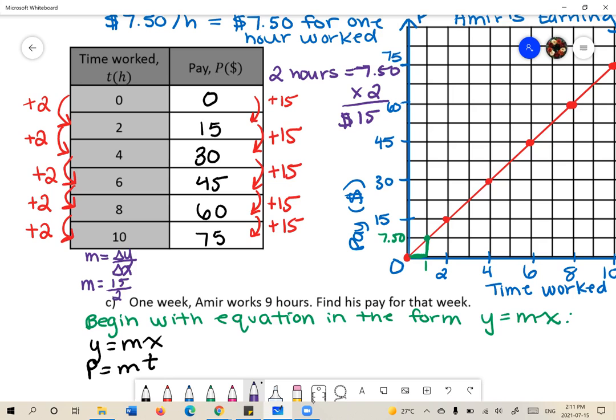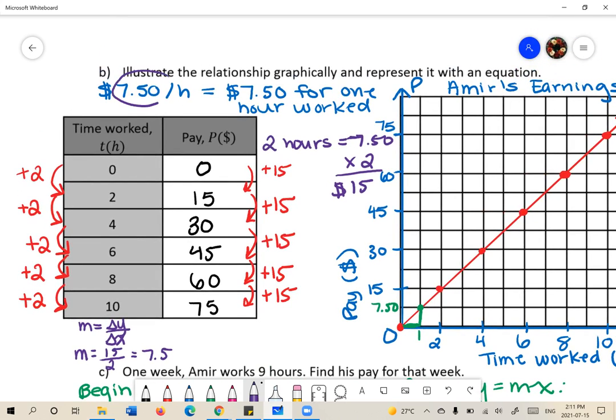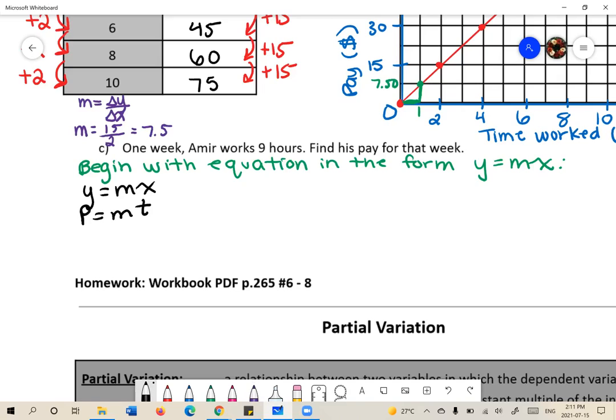15 divided by 2 is 7.5, which also happens to be Amir's pay per hour. Remember that we talked about how rate of change and slope are all the same. Here is our rate of change, or our unit rate, which also represents slope. So creating my equation, P is equal to 7.5 T. That's my equation.